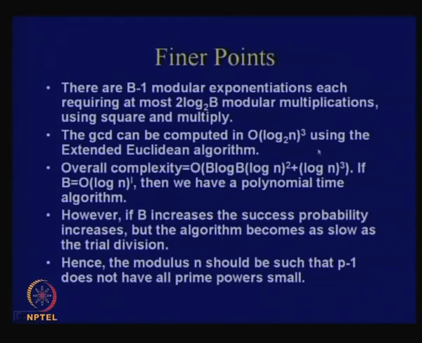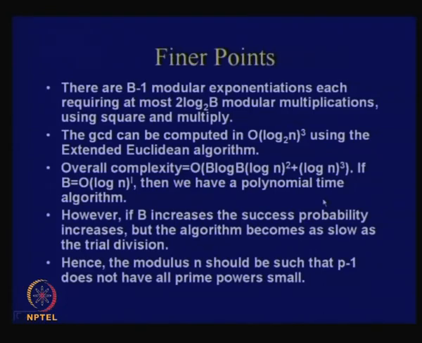Okay. Now, the GCD can be computed in O(log n) whole cube using the Euclidean algorithm, and therefore, the overall complexity is something like b log n square, because multiplication takes log n square, plus log n cube. Okay. And therefore, if you make your b to be something like log n, then actually you have a polynomial time algorithm to solve this problem.